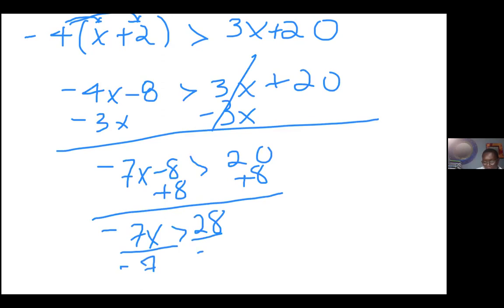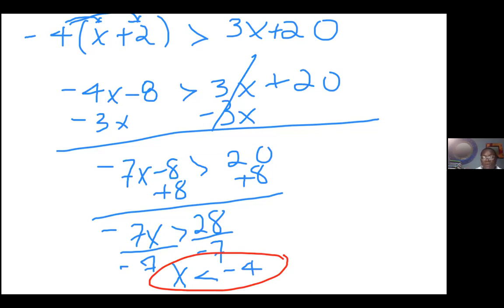Now, when I divide both sides by -7, I have to be careful. Why? Because I'm dividing by a negative. So that's going to require me to reverse the inequality symbol, guys. Notice I'm reversing the inequality. So here, the solution set turns out to be x is less than -4.